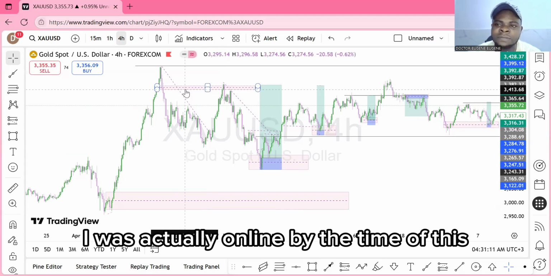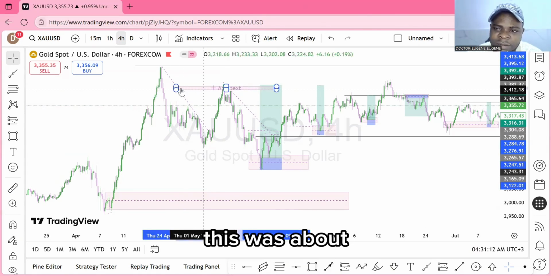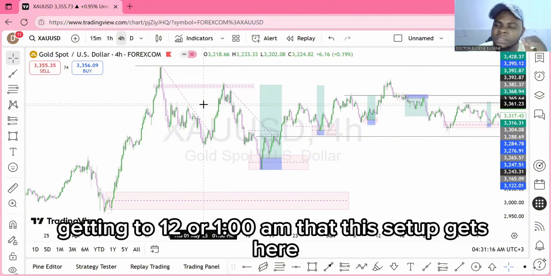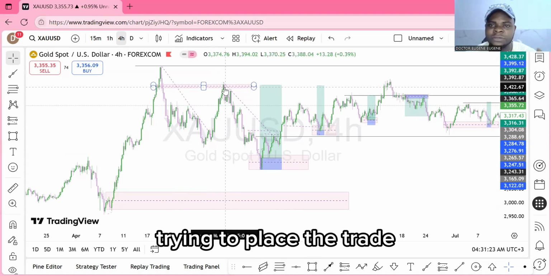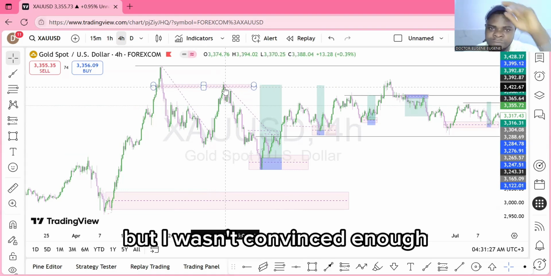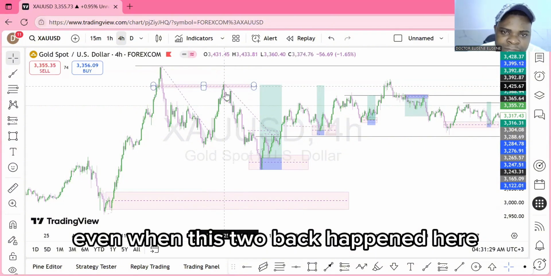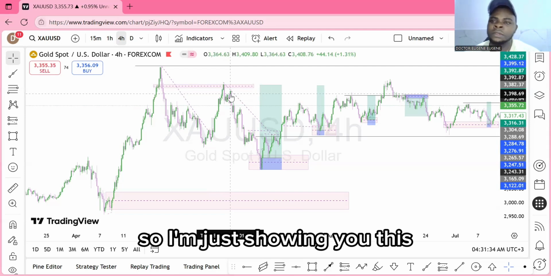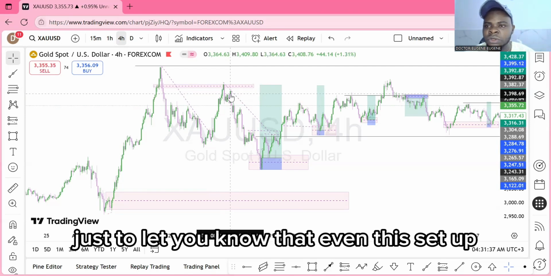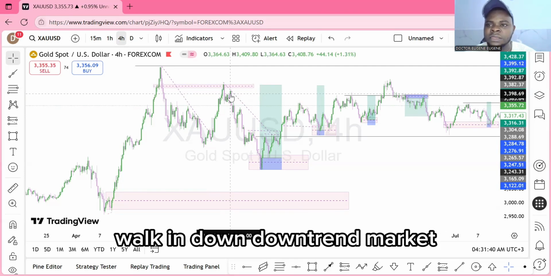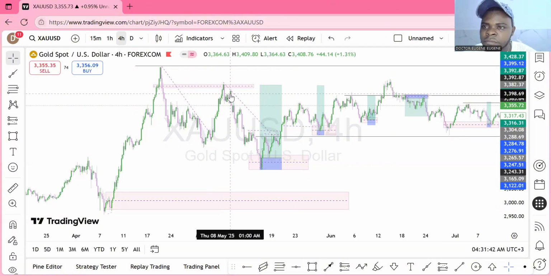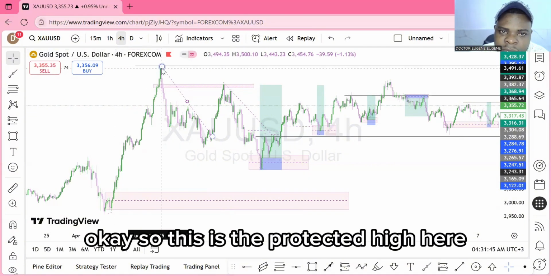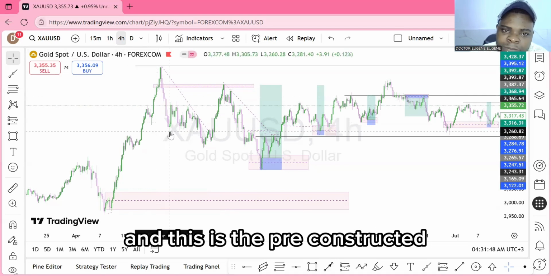I was actually online by the time of this. This was about getting to 12 or 1 o'clock a.m. that this setup got here. I was actually seeing the setup, trying to place the trade, but I wasn't convinced enough. Even when this pullback happened here, this is when I'm supposed to place the trade. So I'm just showing you this to let you know that even this setup works in a downtrend market. Okay, so this is the protected high here, and this is the pre-cost structure.